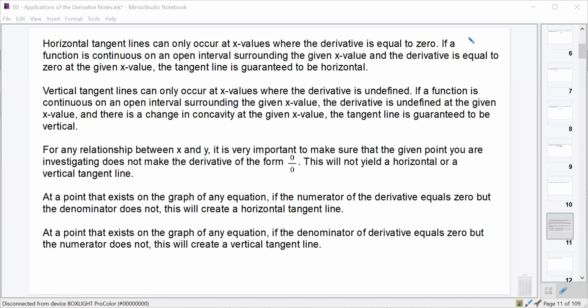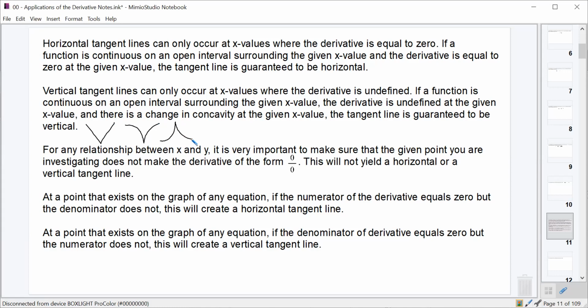Similarly, for a vertical tangent line, the derivative has to be undefined, but we're still looking for the function to be defined at that point and for there to be a continuous open interval surrounding that x value. But in addition to that, we have to think about what it means for a derivative to be undefined. For a derivative to be undefined, 4 different things could be happening. We could have a corner, like this. We could have a cusp, where we end up with something like this or like this. Or we could have a vertical tangent line, or we could have a discontinuity.